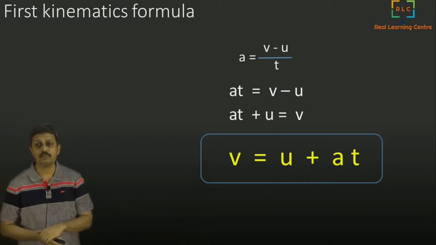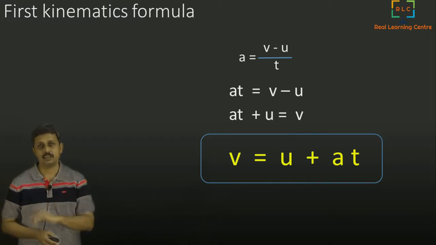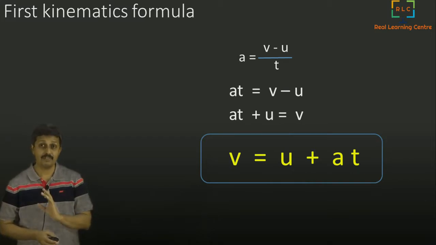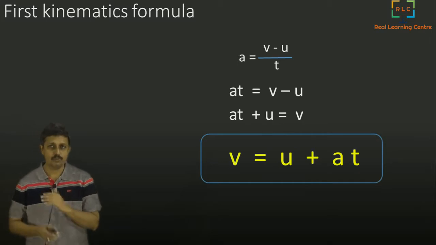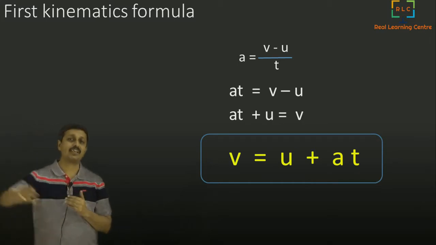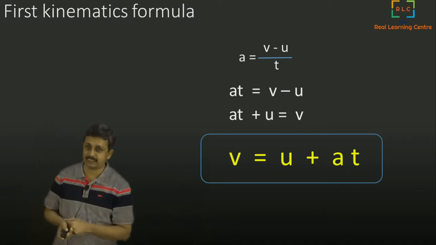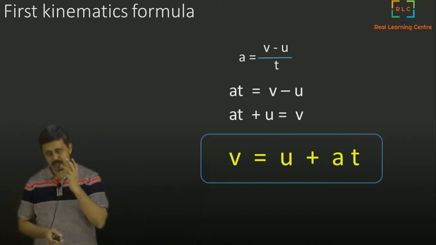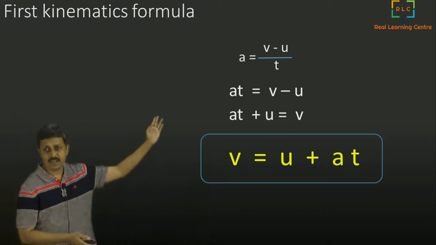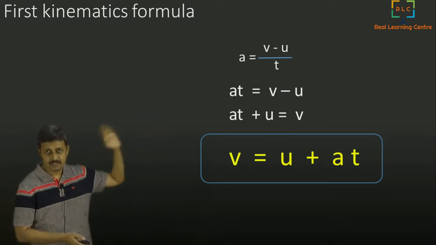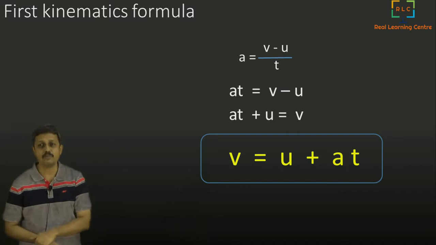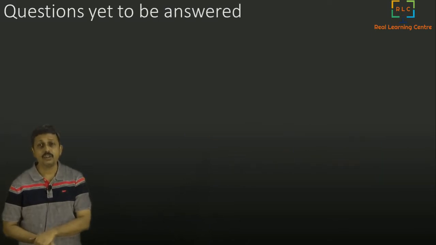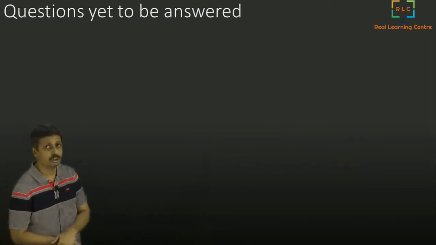This formula is considered to be one of the most fundamental formulas of kinematics, and you will be using this formula forever when you keep learning physics. So remember v is equal to u plus at. It's not really needed to remember, if you know how to find a is equal to v minus u by t, the concept of acceleration will help you with this. So there are still some questions to be answered.